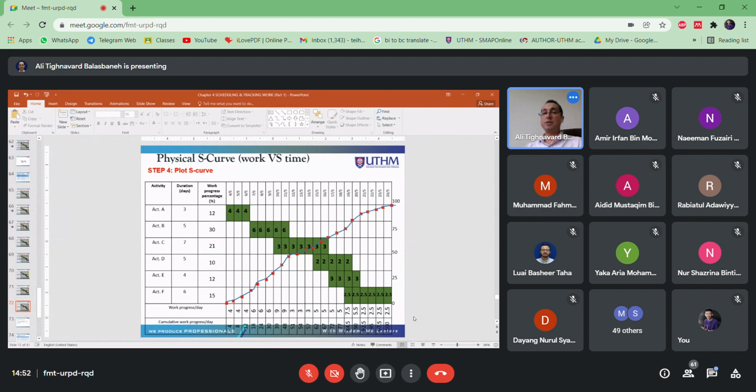If you compare the last three examples, you might see a difference between the S-curves on the different data that you analyze, which is completely acceptable and normal. So this one is your physical S-curve based on work percentage versus time.